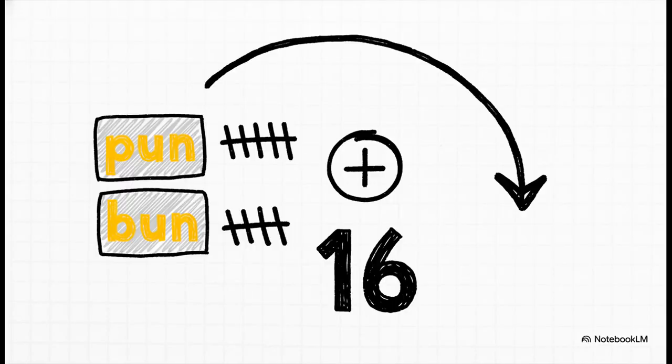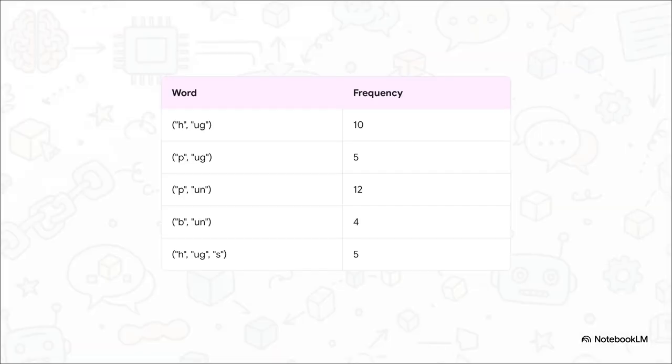And we just do it again. It's a loop, right? So we scan our newly updated text and hunt for the next most frequent pair. This time around, it's U followed by N. It appears 12 times in pun and 4 times in bun, giving us a grand total of 16. And there we go, our second merge is complete. The token UN is officially born, and we add it to our dictionary.